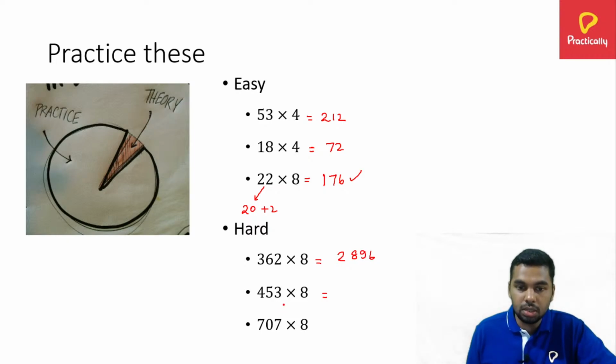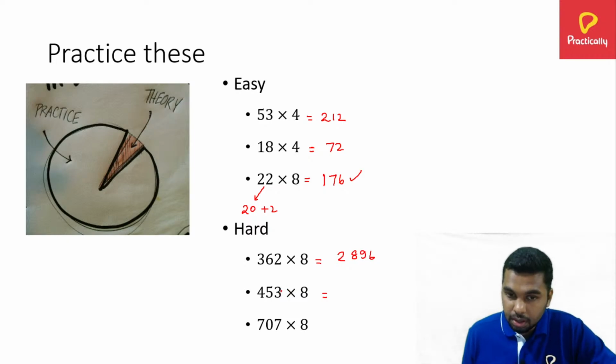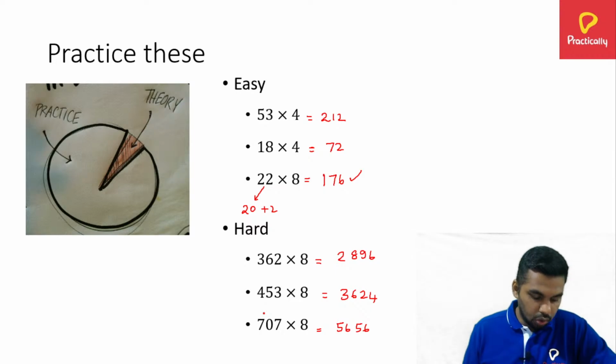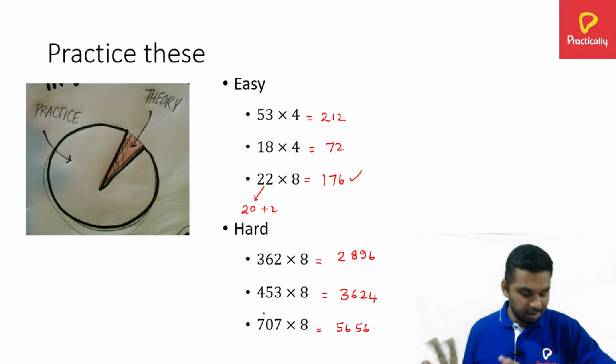The double of 453 is nothing but 906. Double of 906 is 1812. Double of 1812 is nothing but 3624. Are we right? I think we are right. Double of 704 is 1408. Double of that is 2816. Double of 2816 is nothing but 5632. Good. So I think many of you have got it.